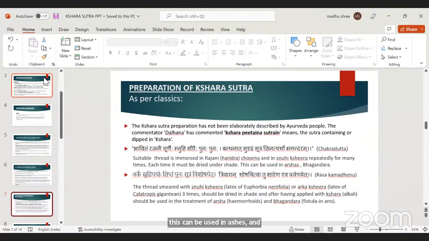As per Rasakamadhenu, the thread smeared with snuhikshira or arkakshira 3 times should be dried in shade, and after having applied Kshara, it should be used in the treatment of Arsha and Bhagandhara.